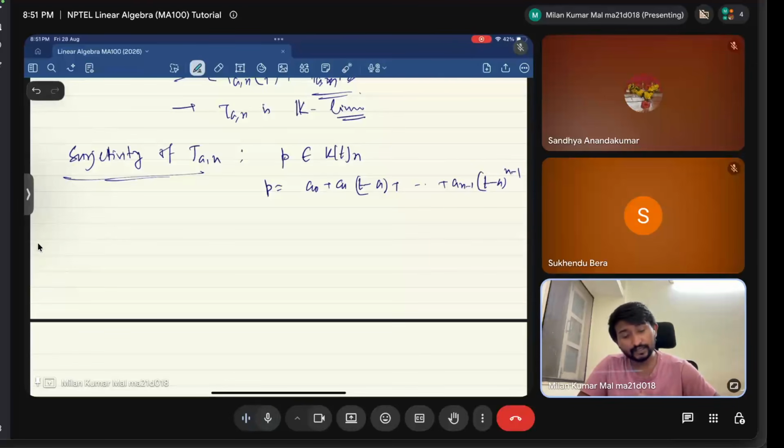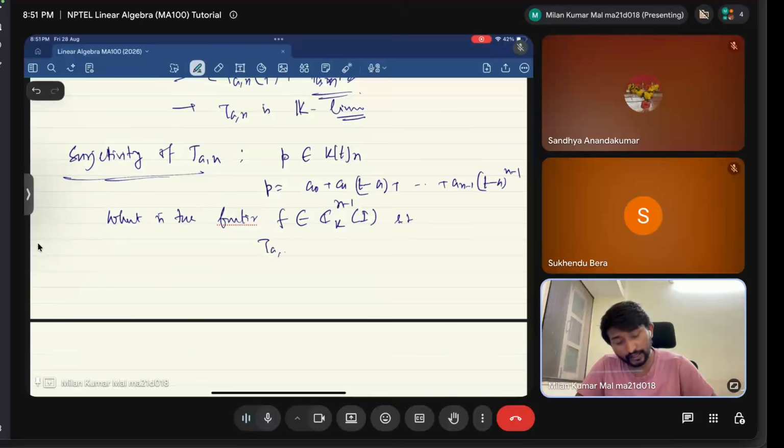Now, interestingly, how can one get a function? The question is, what is the function f belonging to C^{n-1}(I, K) such that T_a^n f is equal to p?